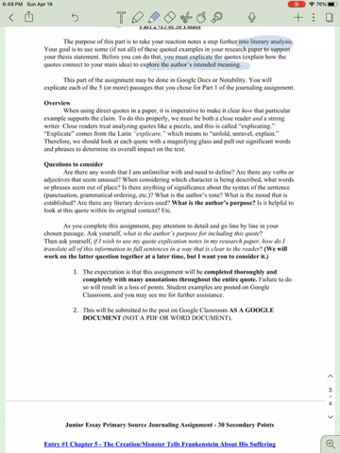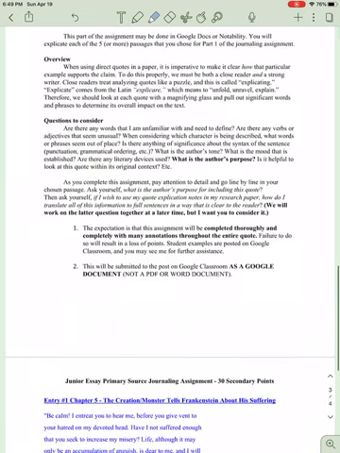So now, this part of the assignment may be done in Google Docs or Notability. You will explicate each of the 5 or more passages that you chose for part 1 of the journaling assignment. So I think that you should do this in Notability, and I'll show you below.